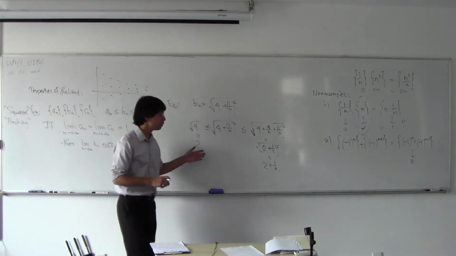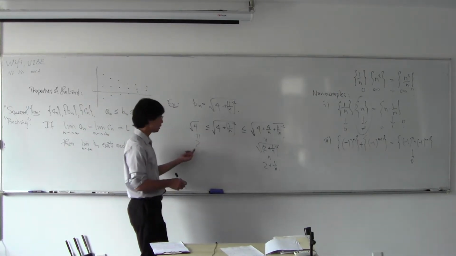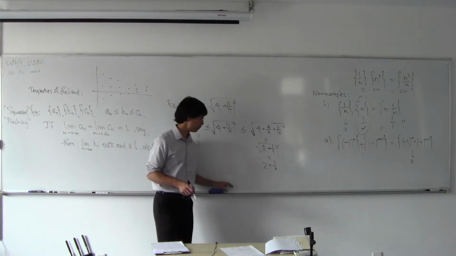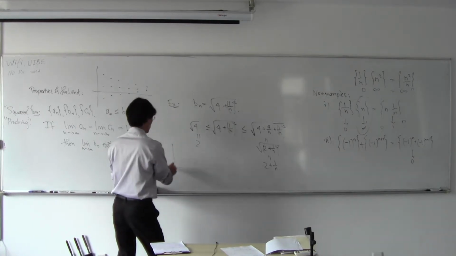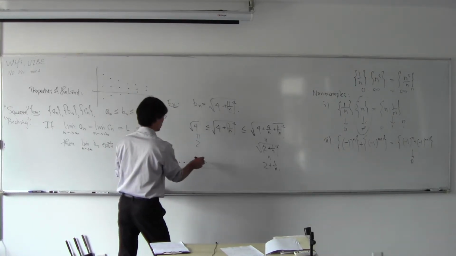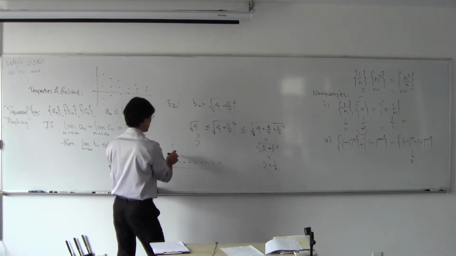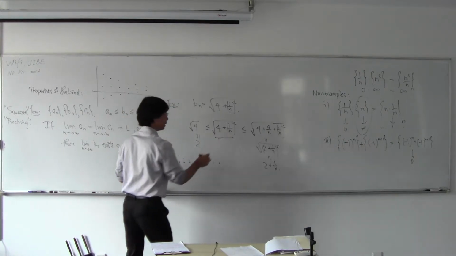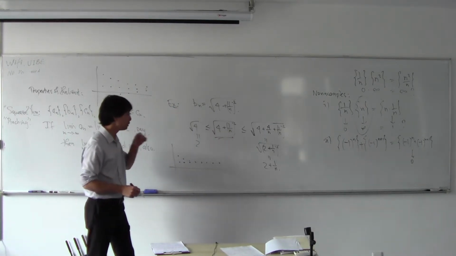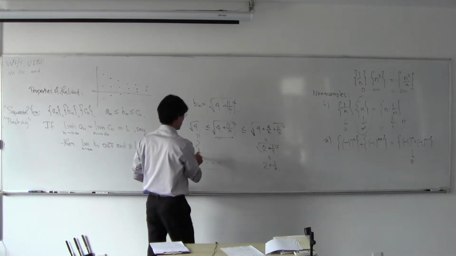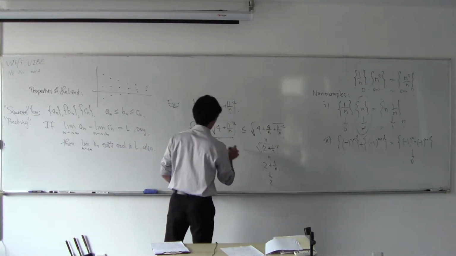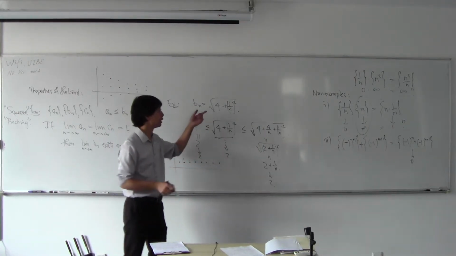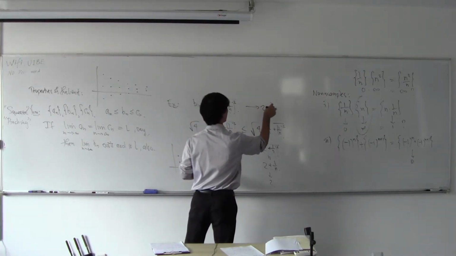So now here's a sequence that's underneath and a sequence that's above. You have one sequence that's just 2, 2, 2, 2, 2. You have the other sequence, 2 plus 1 over n. And you have this guy in the middle. This one is 2, this one goes to 2, and so the middle one has to go to 2 also, by the squeeze theorem.